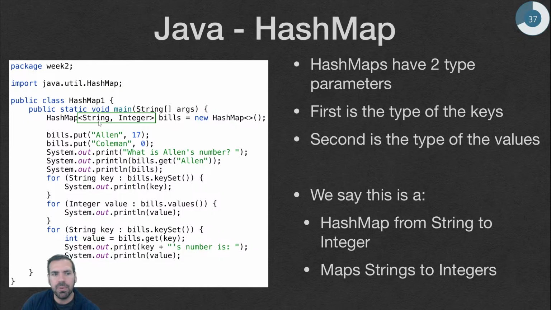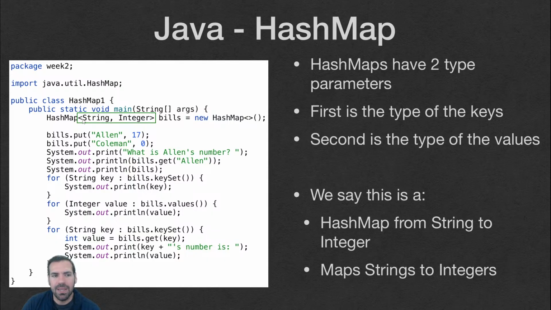We have two type parameters now because the keys and the values can be different types. Here I'm creating a HashMap of string to integer, is the way I would say this and the way it would be described in a programming task. So we're mapping strings to integers. The keys are strings. The values are integers for this HashMap. So every key that we put in is a string, and every value is an integer. We can have different types between key and value, but every key has to be the key type and every value has to be the value type.